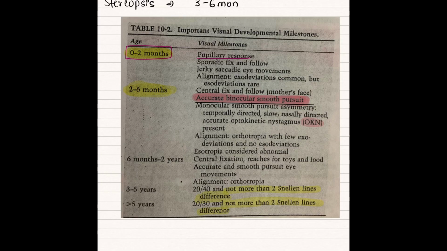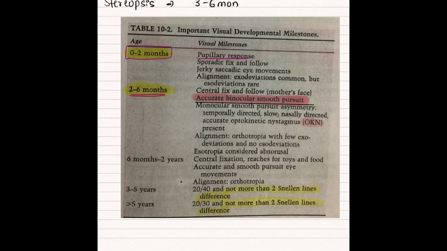Over time, as the months proceed, when it reaches around 2 to 6 months of age, the child can fixate centrally, follow the object, and start identifying the mother's face. And here is where the binocular smooth pursuit movements will start developing and they will have orthotropia. So by 6 months of age, the child should be able to fixate. Any deviation or abnormality in fixation even at the age of 6 years is considered abnormal.